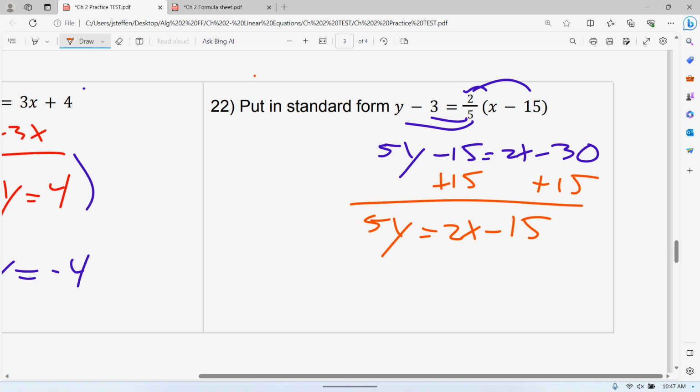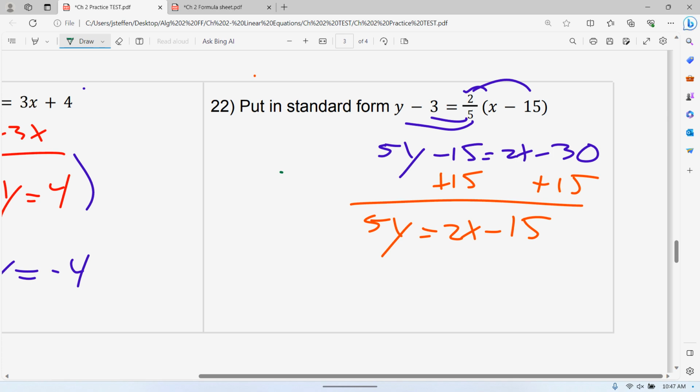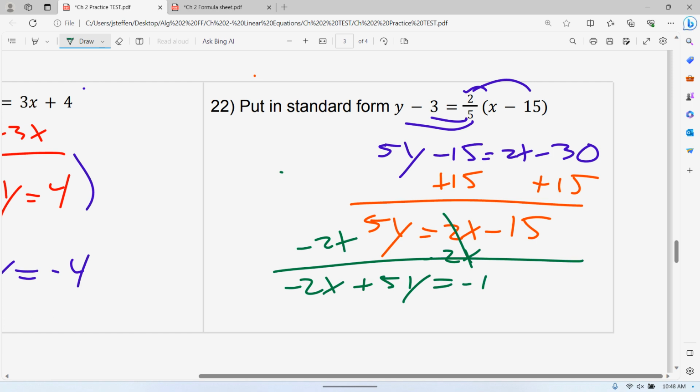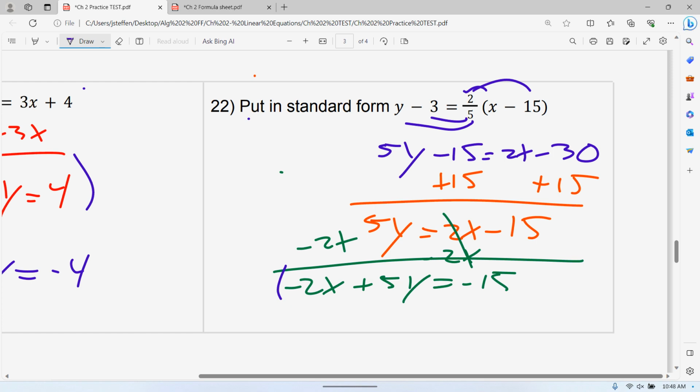Then last but not least for this one, now instead of dividing by 5, that'd be getting the y by itself for slope-intercept form, but instead we need to subtract 2x because again, we're doing this in standard form. So negative 2x plus 5y is equal to negative 15. But we still have that one extra step. We cannot have this be negative, so I need to multiply the whole thing by negative 1. You can't have the first number be negative. So it's positive 2x minus 5y is equal to positive 15. Every sign changes.